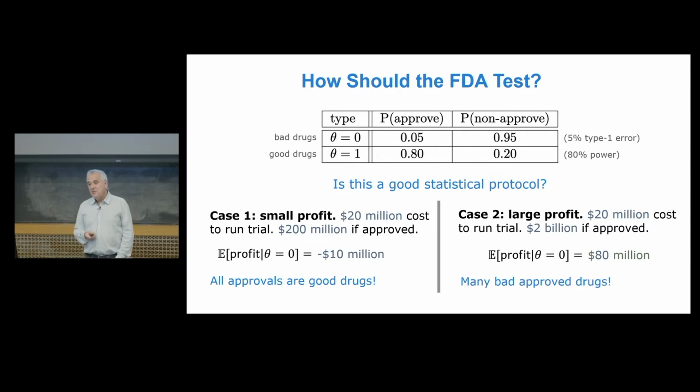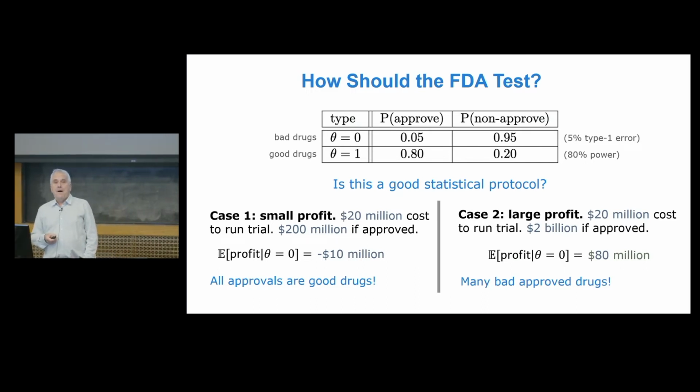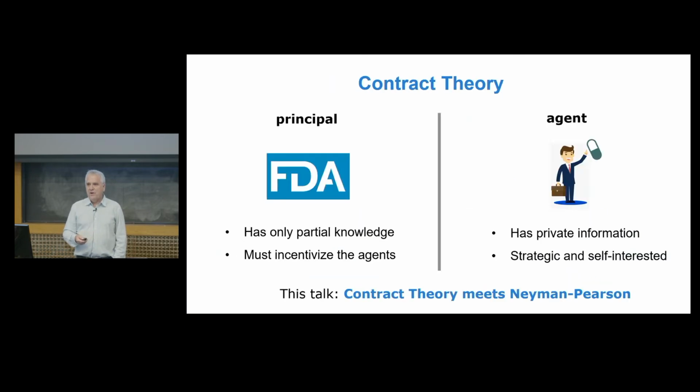But what if we just change the numbers a little bit? Suppose it costs you still $20 million to run the trial, but if you get approved, you make $2 billion. Aspirin or whatever. So now you do the same calculation and you get the expected profit is 80 million. All right, so now you look at that because there's a false positive chance and you make a lot of money out of it. So now you look at that and you say, okay, I'm going to throw lots of drugs at the FDA. And so there are situations where this happens. All right, so what do you do here? Well, you need contract theory.